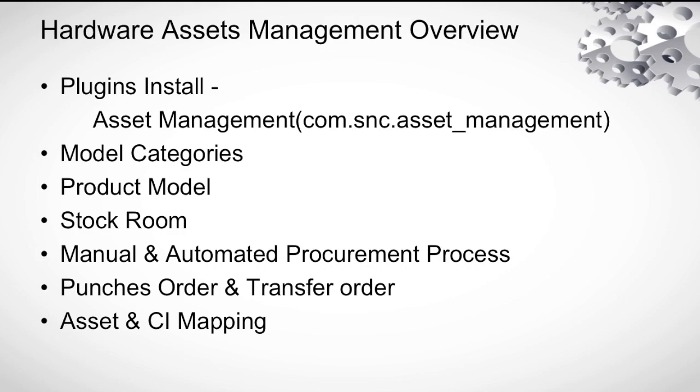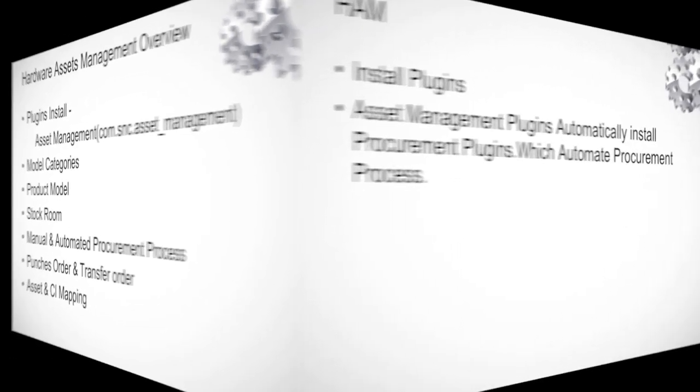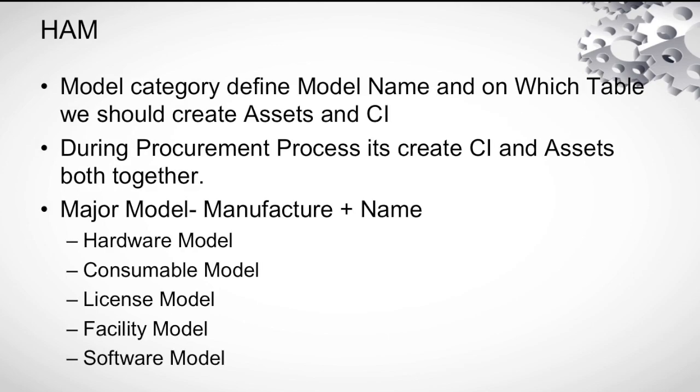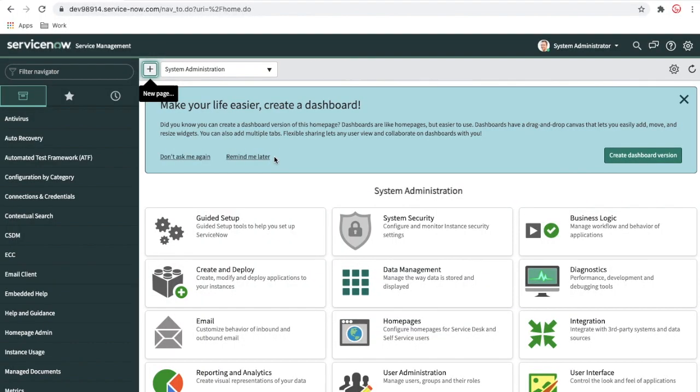In hardware asset management, what are the very important things we are going to cover? One is the model category, product model, stockroom, manual and automated procurement process, purchase order, transfer order, and asset and CI mapping. These are the topics we are going to cover as part of hardware asset management. For HAM, or hardware asset management, there are already predefined procurement processes. But if you install the asset management plugin, it will fully automate your procurement process. I'll show you one by one. So let's go to the practical scenario and see how it works.